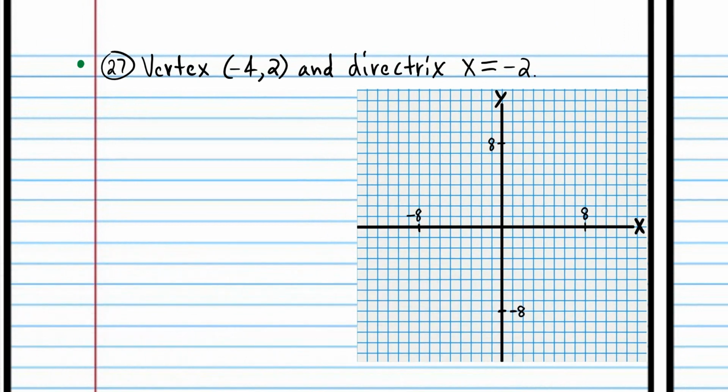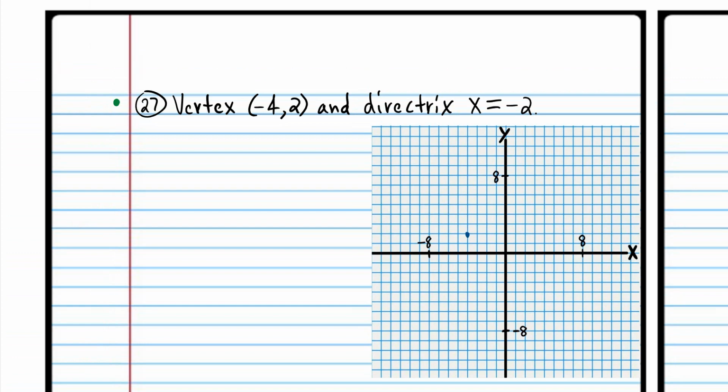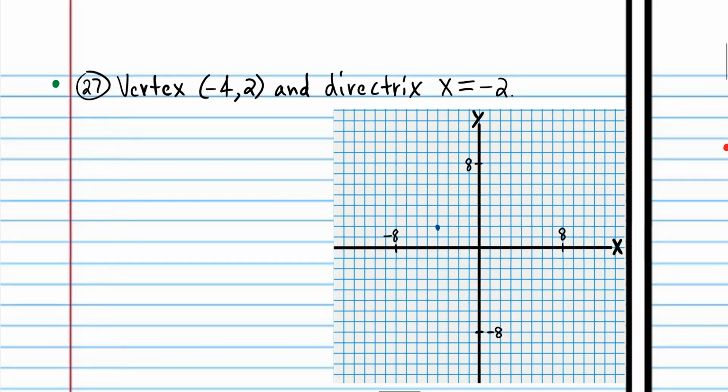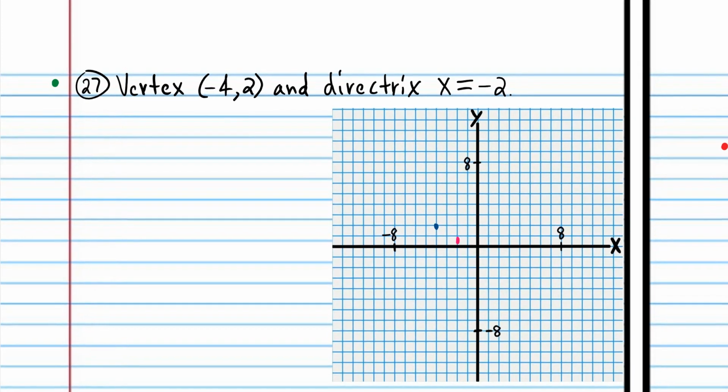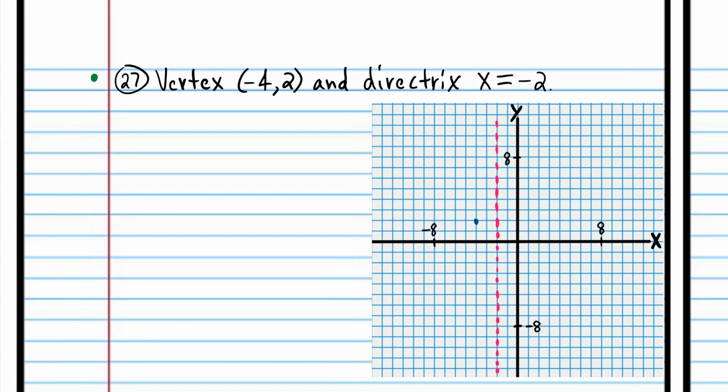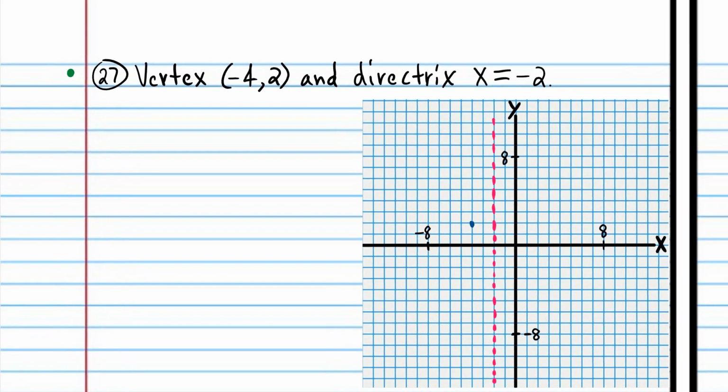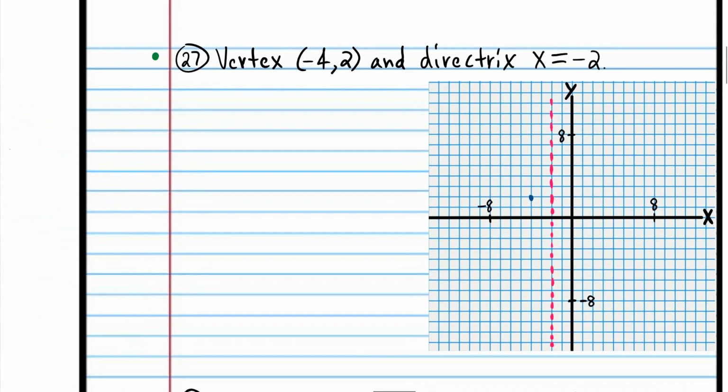Okay, we're back. So the vertex is at negative 4, 2, which is there. And the directrix is here, a vertical line. And that means that P, the distance from the vertex to the focus, which is also the distance from the vertex to the directrix, is 2 units.